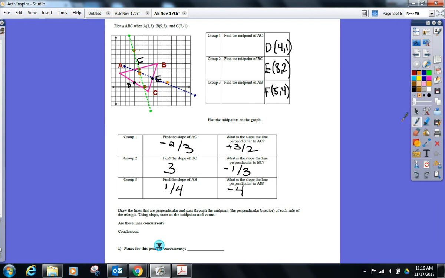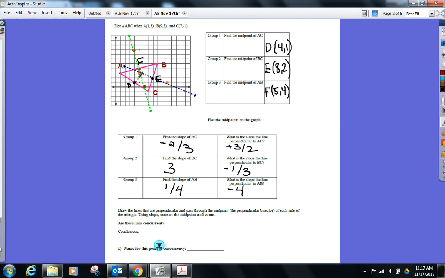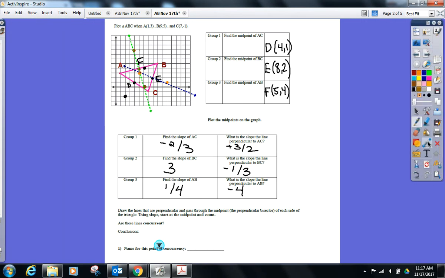And then the last one for AC. AC has to have a slope of 3/2 going through point D. Where should I go from point D? Up 3, right 2, or I could go down 3, left 2. Please have all 3 lines graphed in.